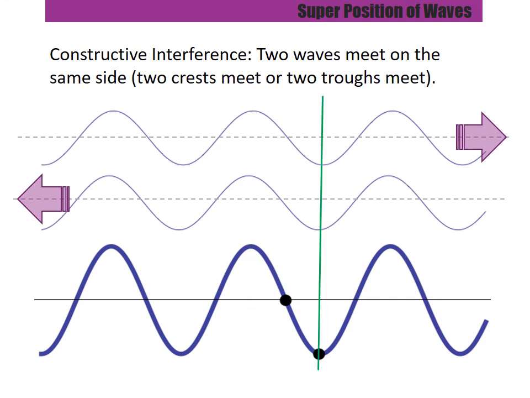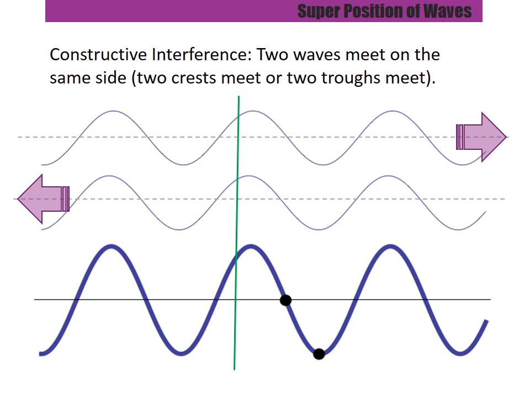Likewise, if the wave traveling right is pulling the slinky down, and the wave traveling left is pulling the slinky down, we will see the slinky getting pulled down. If this is pulling the slinky down by 2 units, and this is pulling the slinky down by 2 units, we will see the slinky being pulled down a total of 4 units.